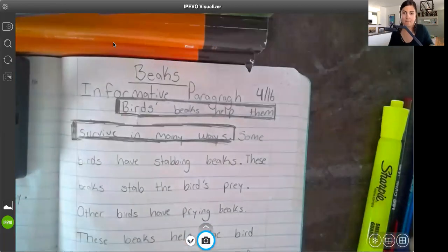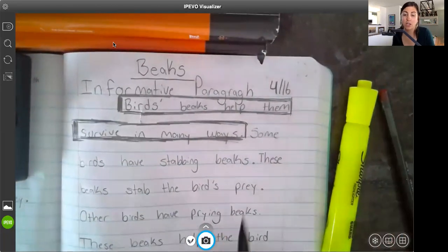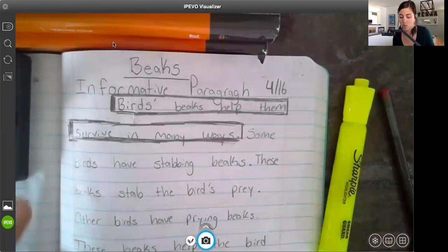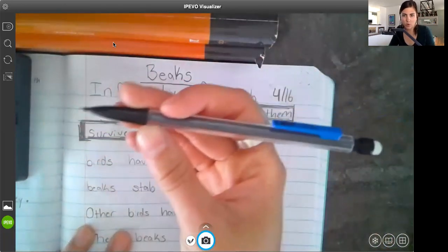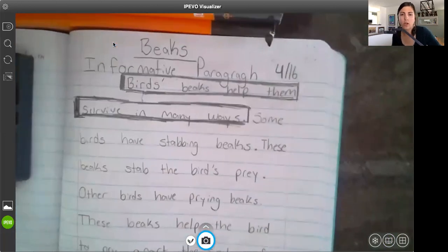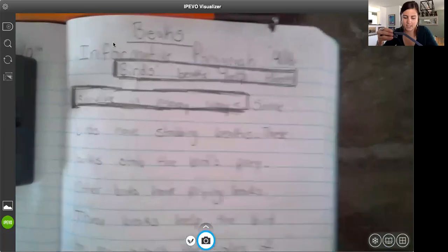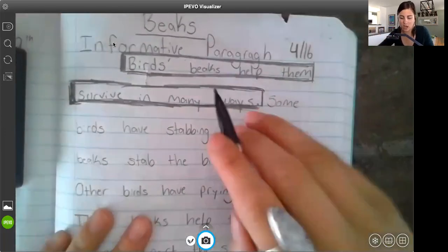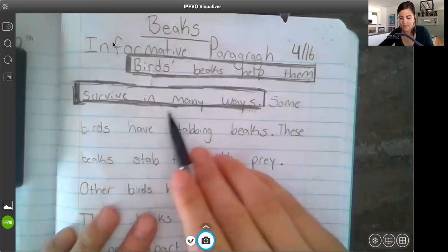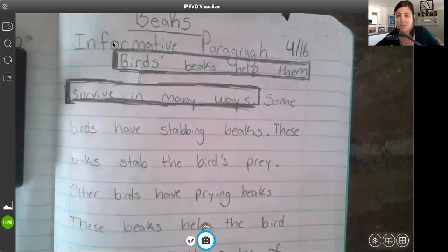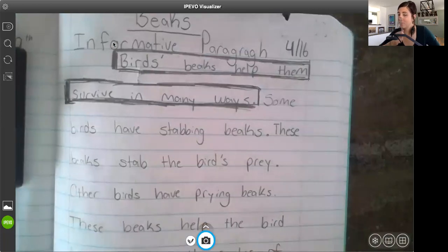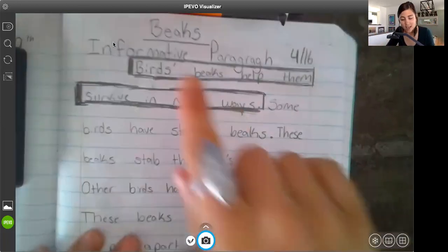Now, say, I'm going to use my blue pen now. If you're just using pencil, you can underline the next 2 detail sentences, or you can make swirls. Actually, I'm going to stick with pencil, so that way those of you who only have pencil, I can help you make a different design, so that way you can identify the topic sentence. Birds' beaks help them survive in many ways. What do you think this paragraph is going to be about? Probably birds' beaks, right? I'm pretty sure that's what this whole paragraph is going to be about, because it says it right there in our topic sentence.